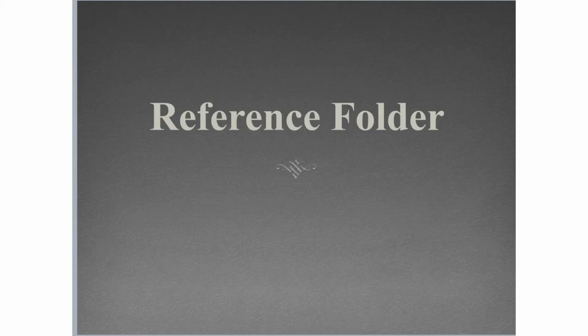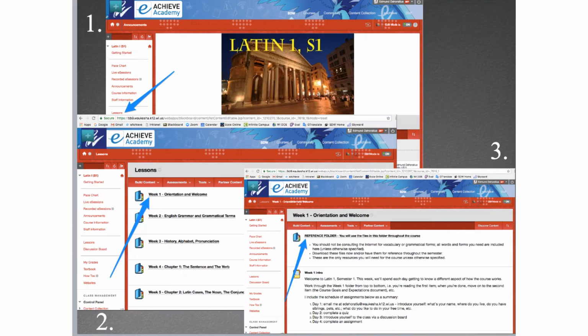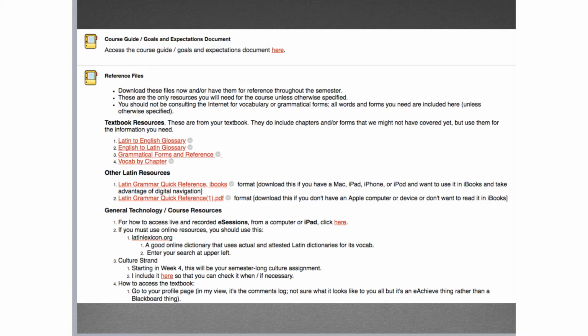In your week 1 folder, your orientation folder, is the reference folder. This is a fairly important folder because it has information and resources that you're going to need throughout the year. I put some screenshots here about how to find it. On your home page, you go to the lessons, then here's your orientation folder, and then here's your reference folder. You open that up.